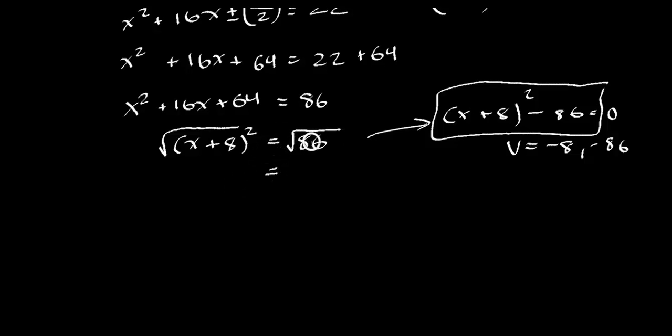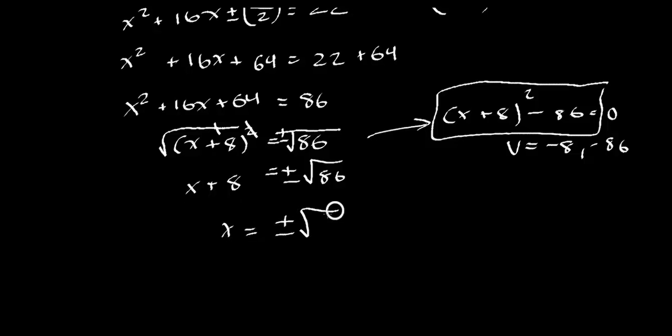Now remember, when you're taking the root of something here, you have to mention that it can be either a positive or a negative number. So we get positive or negative root 86, and here we get x plus 8, because the root cancels the square. Okay, so we want to isolate x. So we get x equals plus or minus root 86 minus 8. This is our answer.